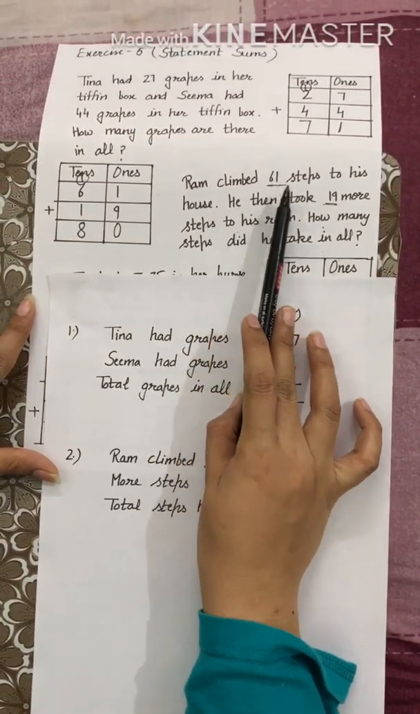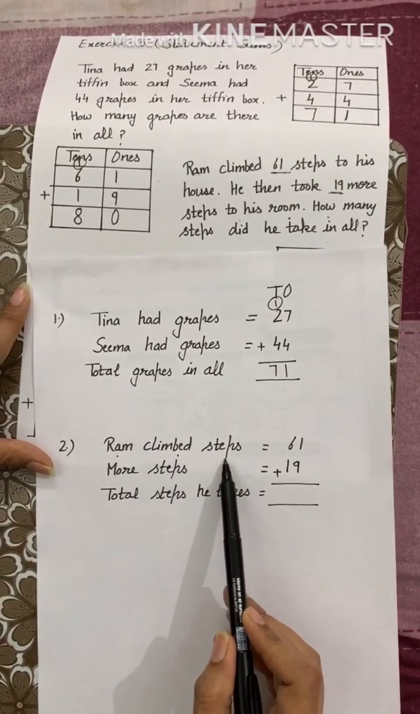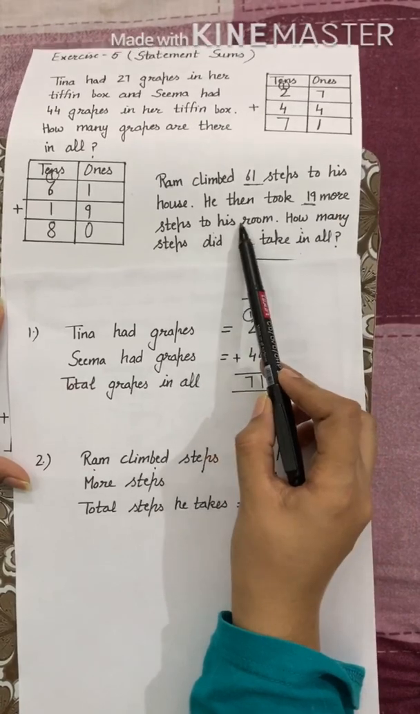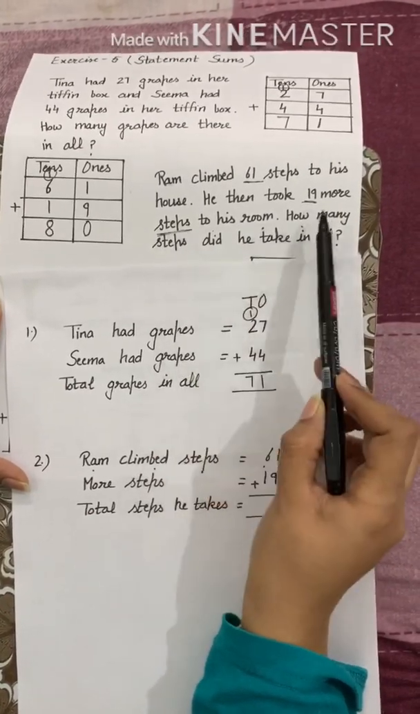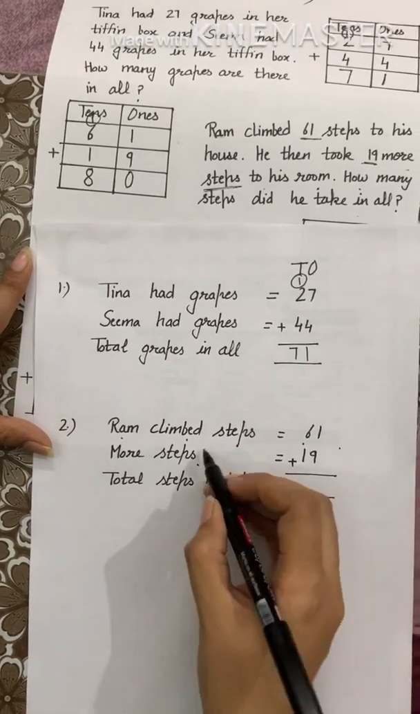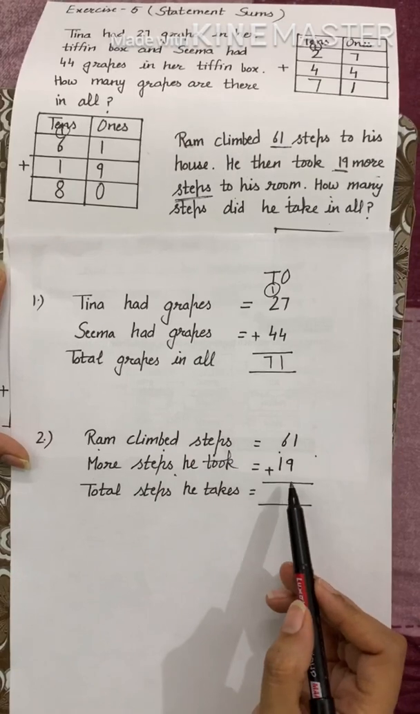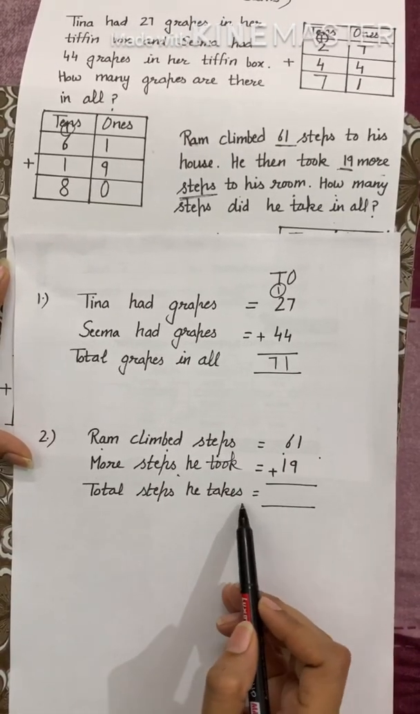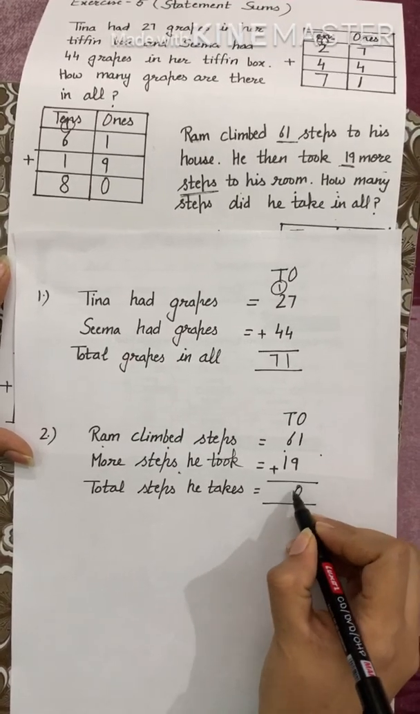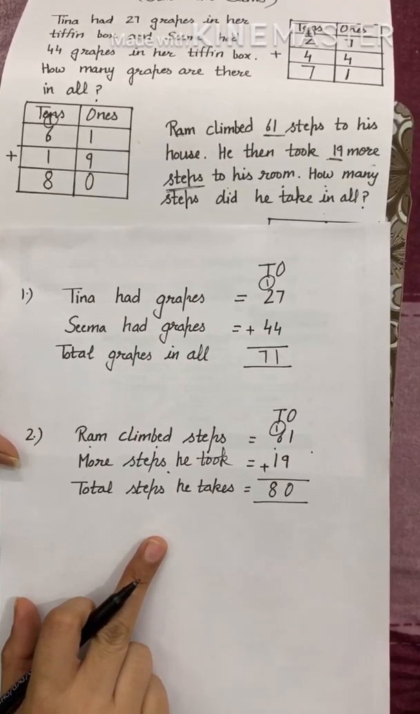Ram climbed 61 steps. So I have written here Ram climbed steps equals 61. In the second line you can find this word, more steps. So I have written more steps. More steps he took, we can write. More steps he took. That is 19. Total steps he takes. So we are going to add them. So this is the way of writing in your notebooks.